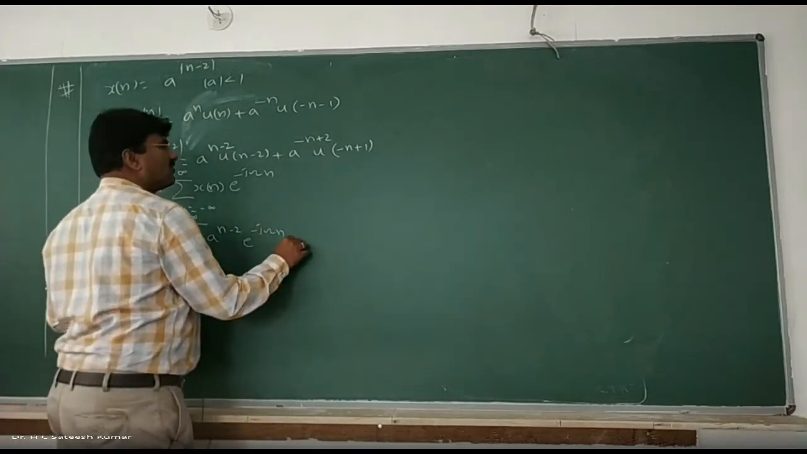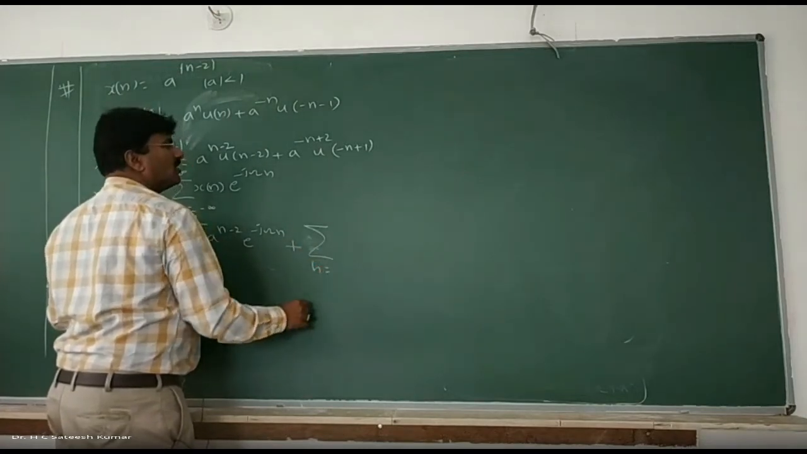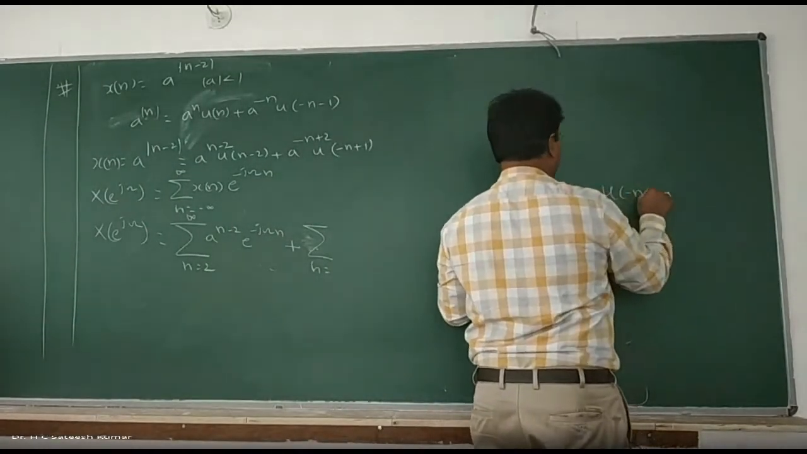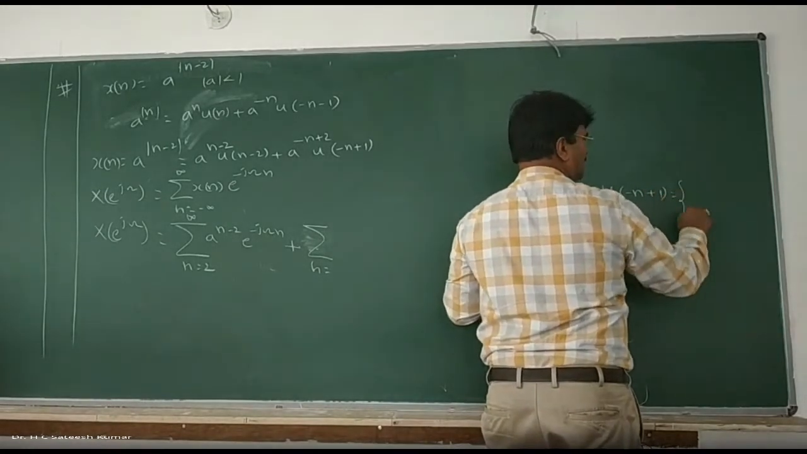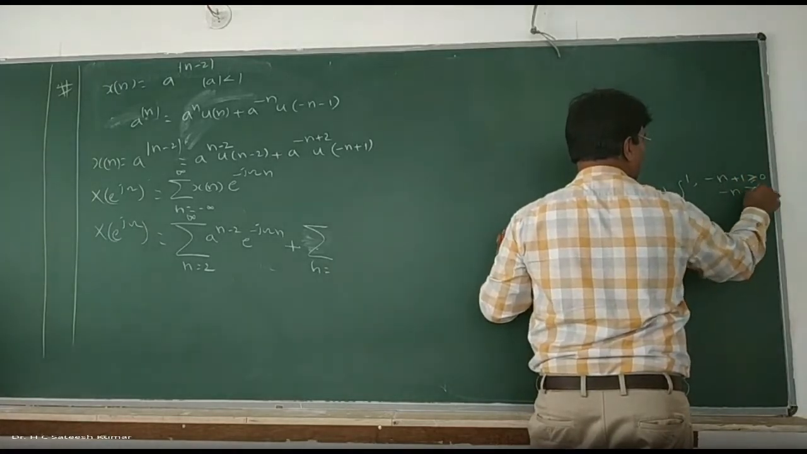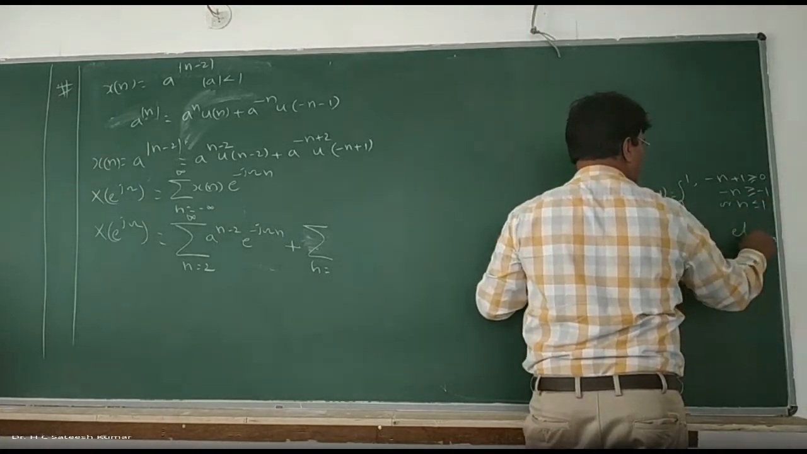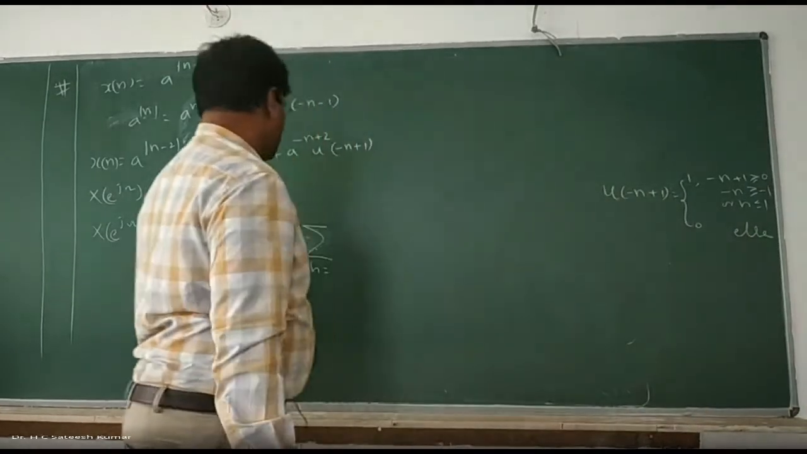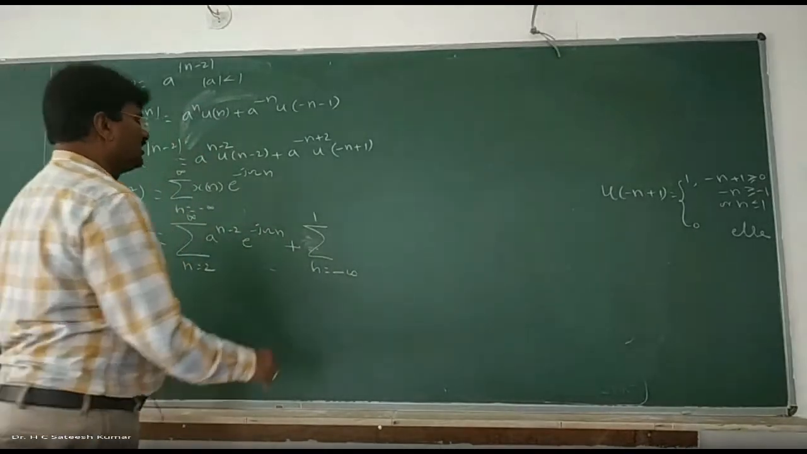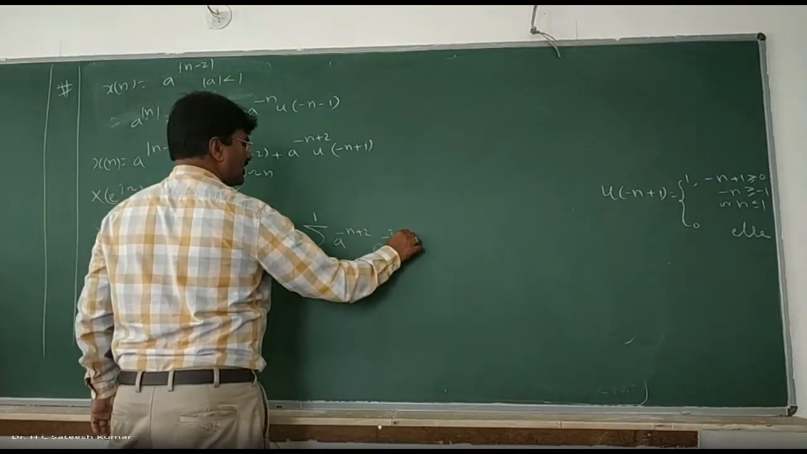Second one is plus summation n varies from, what is this, minus n plus 1? I can check it out. u of minus n plus 1 has its value equal to 1 for minus n plus 1 greater than or equal to 0, or minus n greater than or equal to minus 1, or n less than or equal to 1. It is equal to 0 elsewhere. So that means summation n varies from minus infinity to 1 of a to the power of minus n plus 2 into e to the power of minus j omega n.